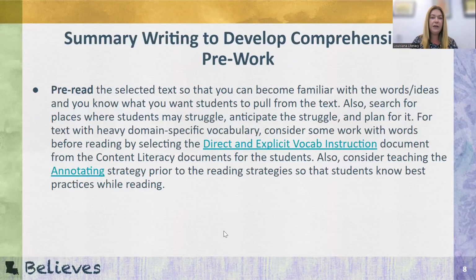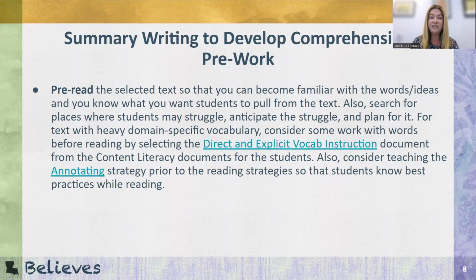Okay, so let's dive in. There's some pre-work involved in the support, and really most or all the supports. You want to pre-read the selected text so that you can become familiar with the words, ideas, and what you want students to pull from the text. What lens are they going to use? Also, search for places where students may struggle, anticipate the struggle, and plan for it.